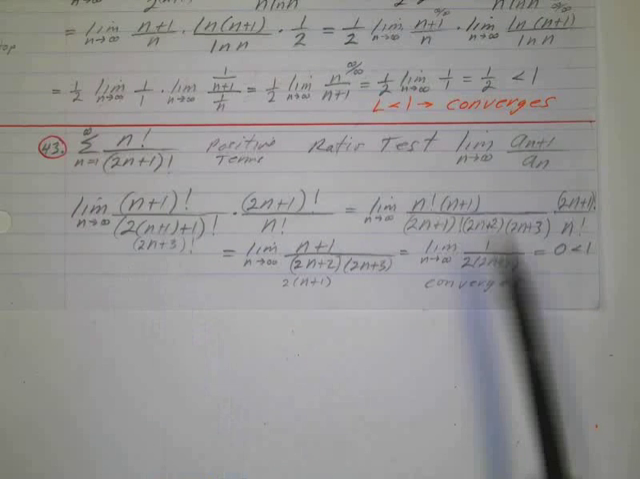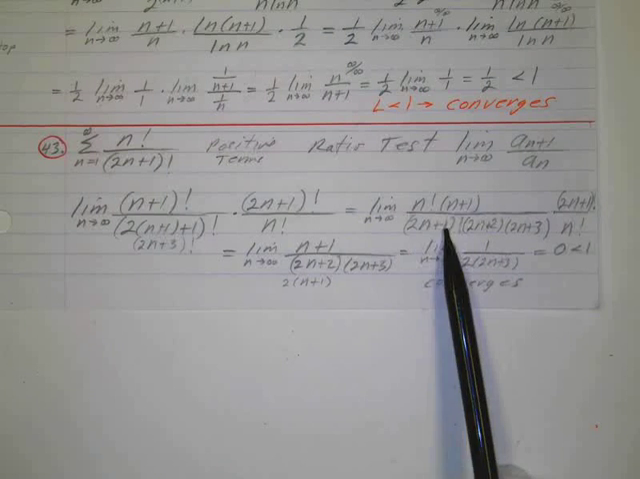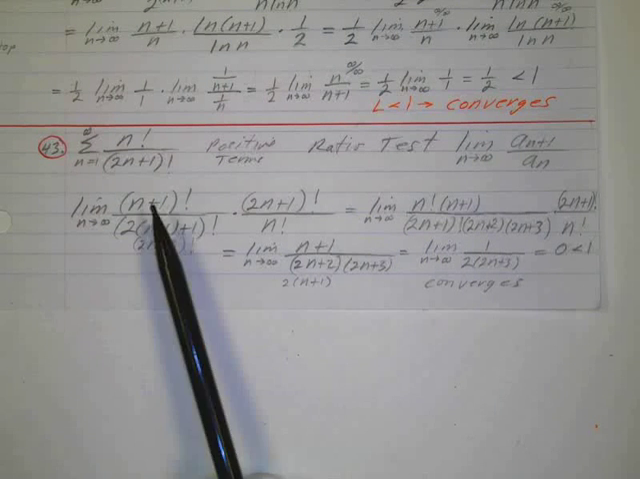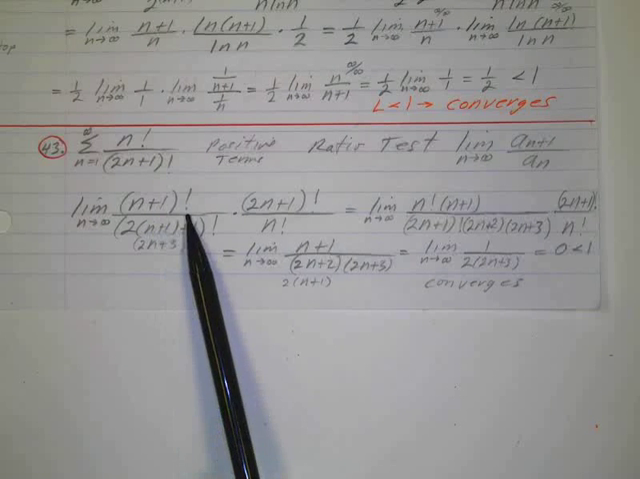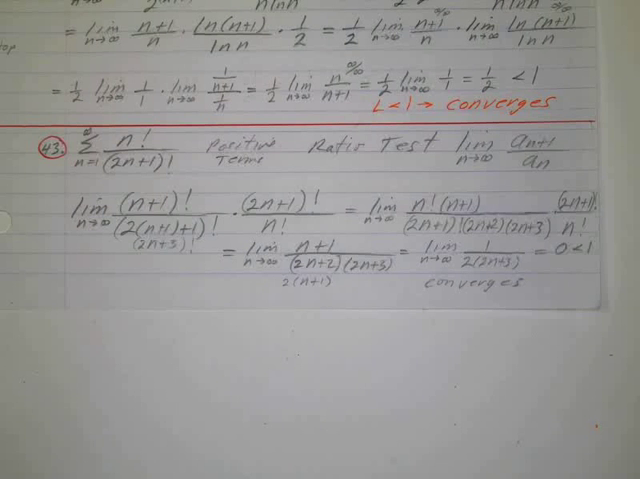So I hope you get how we rewrite this 2n plus 3 factorial as 2n plus 3 times 2n plus 2 times 2n plus 1. It would keep going down there, but now we can just rewrite this as a factorial. And the same thing as n plus 1 factorial would be n plus 1 times n, n minus 1, etc., which is the n factorial part. Okay, I hope those help.